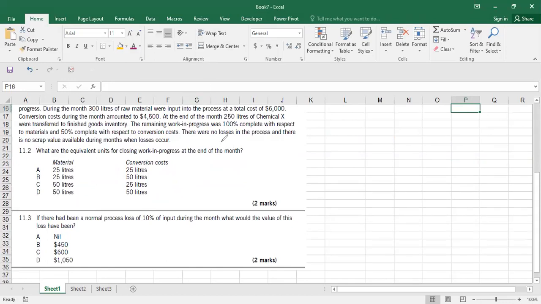In this particular question, they have not given you the scrap value. So if they don't tell you about scrap value, you assume it to be zero. There is some normal loss and the scrap value is not given, so you assume that it is zero. The answer should be A, nil. You cannot value anything, okay? Because they did not give you the scrap value.